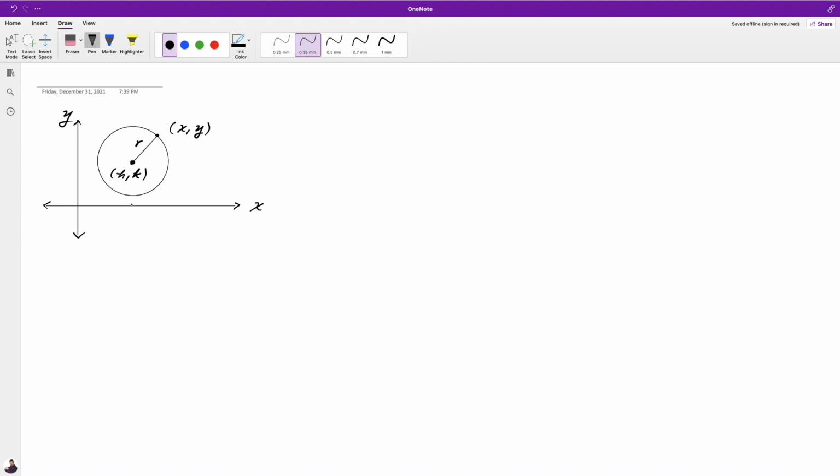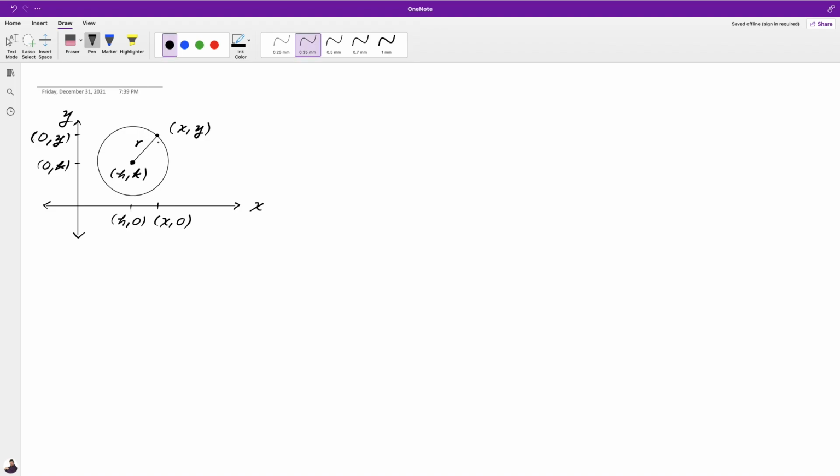And we can define a few values here. Okay. Here we go. So this is h comma 0, and this is x comma 0. This here is 0 comma k. This here is 0 comma y. Okay.